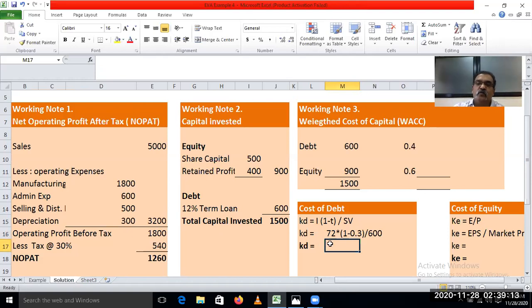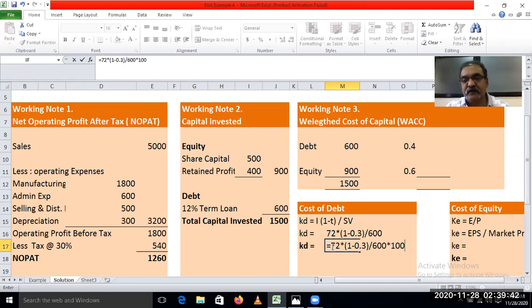So 72 into bracket 1 minus 0.3, divided by 600. Now we have to solve this equation. So that is equal to 72 into bracket 1 minus 0.3, bracket complete, divided by 600. Now we have to find out this cost in terms of percentage, so we will multiply with 100.